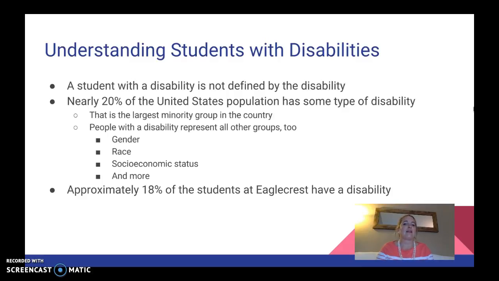In fact, in the United States, nearly 20% of the population has some kind of disability, making it the largest minority group in the country. That group will also represent every single other group that exists. So you'll see that show up in gender, you'll see it show up in race, in socioeconomic status, and many others. At our school specifically, we have approximately 18% of our students who have some kind of disability.